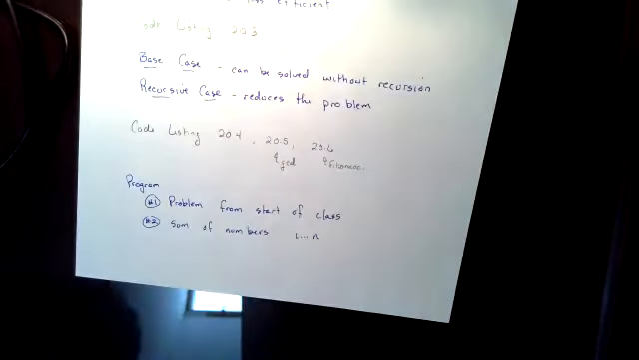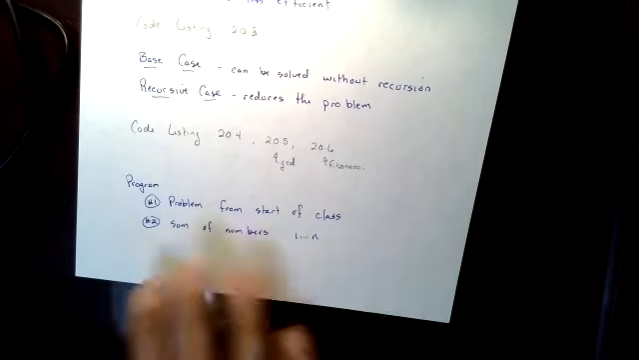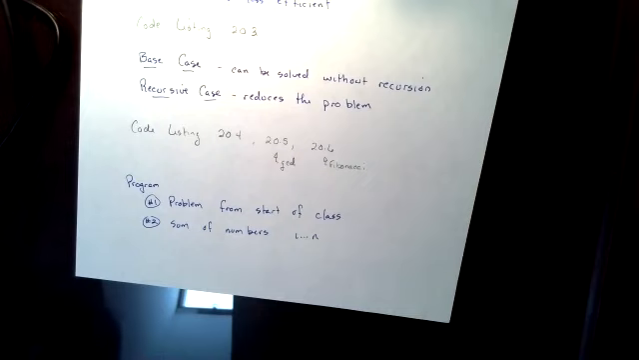So I have two problems. The first one is that problem from the beginning of class. I want you to write a program that solves that. And then I also want you to do a second one that finds the sum of the numbers from 1 to n. So if the user inputs 10, it should display 55. Is that correct? Do we all know what the sum of the numbers from 1 to 10 is?